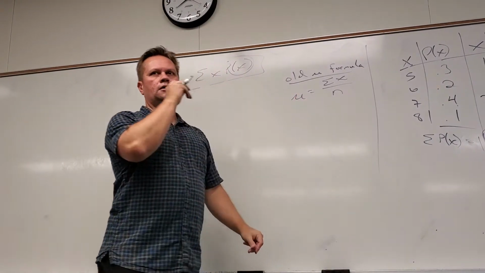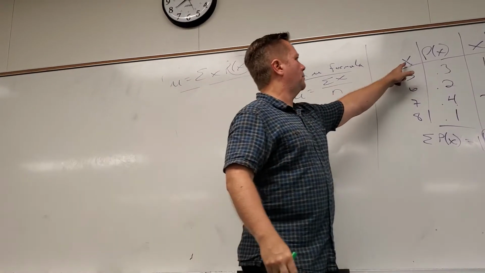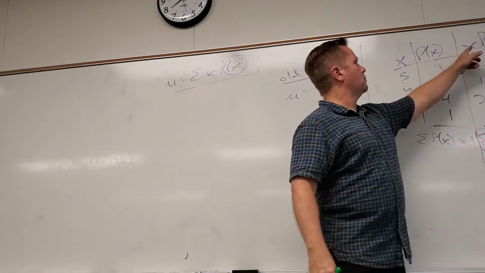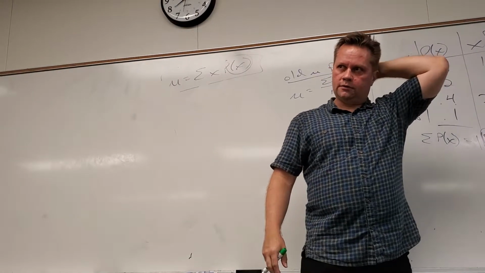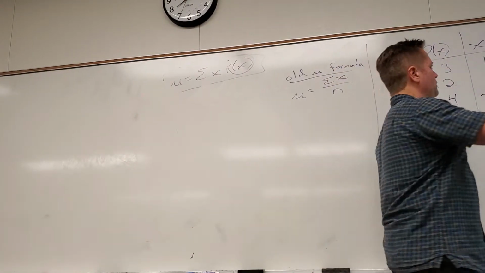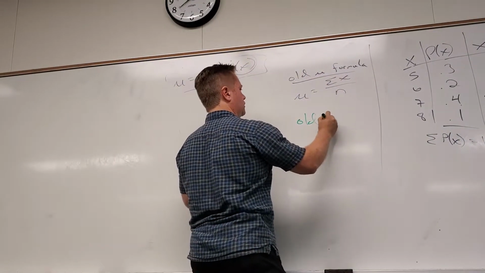So, if I find the mean, not by summing up x and dividing by n, but by multiplying x by p of x. Stay with me now. What was the old way to figure out standard deviation?